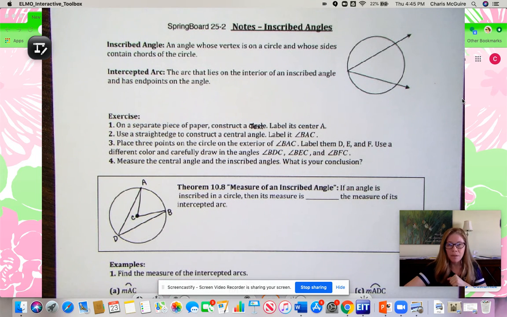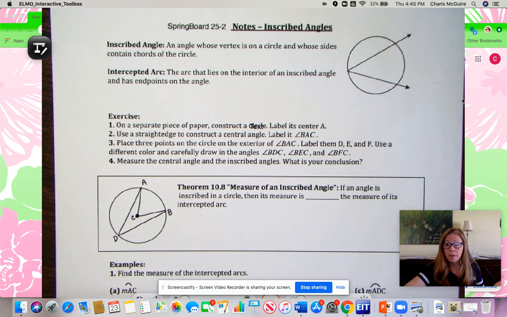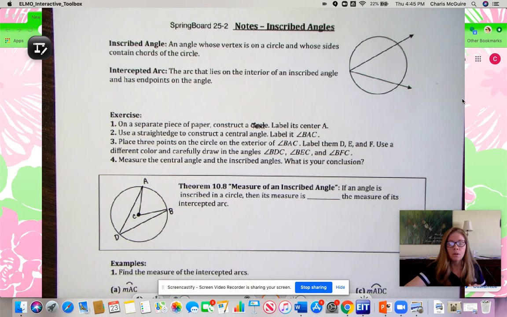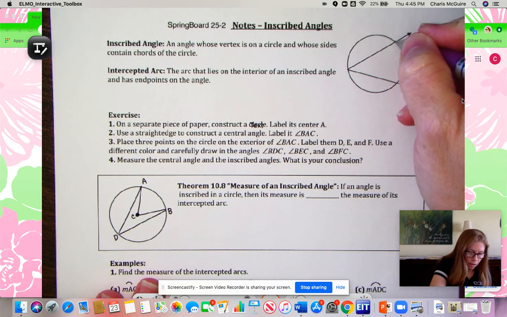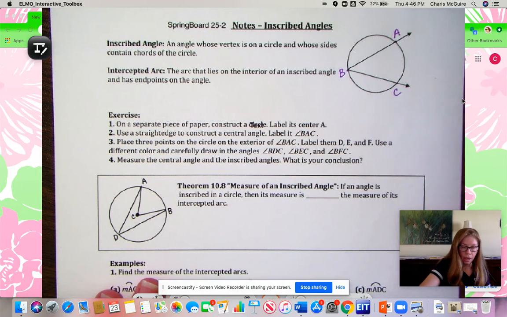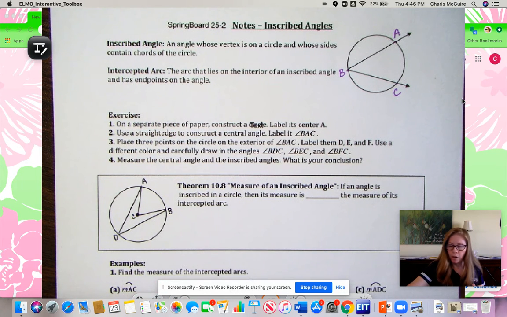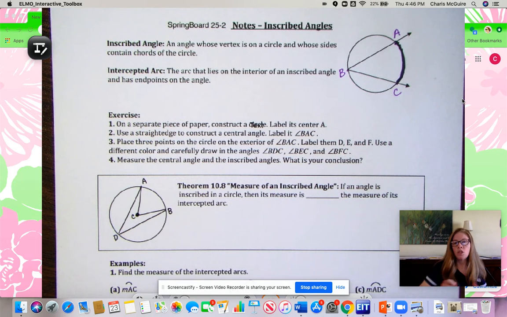By the way, this is from a different book, so these theorem numbers do not correlate at all to Springboard, and you could call it the measure of an inscribed angle theorem. These are your theorems in these little boxes, and you can put those on your theorem paper. So let's look at our angle here. Let's just label this A, B, C, and you can see the arc that we are focused on, the intercepted arc lies on the interior of the angle. So here is the intercepted arc there. So that's the relationship we're going to look at today.